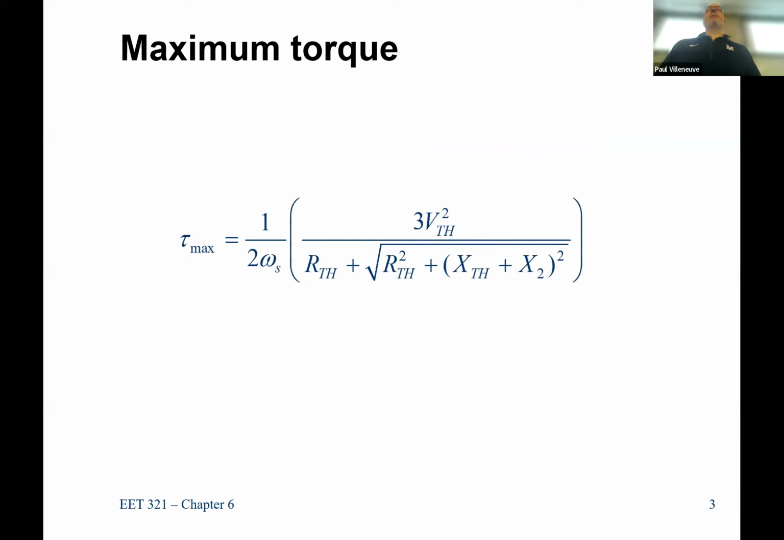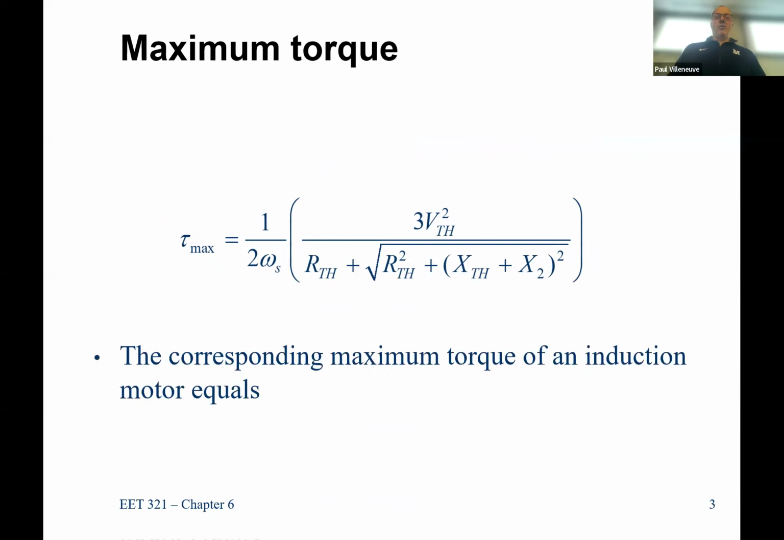Once we know what slip that occurs at, we can plug that into our torque equation. And here's how we calculate max torque. Again, this is an approximation. This is not exact, but it works really well for giving you a close number.